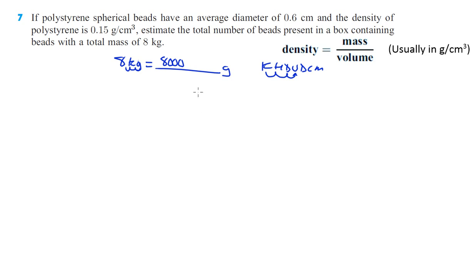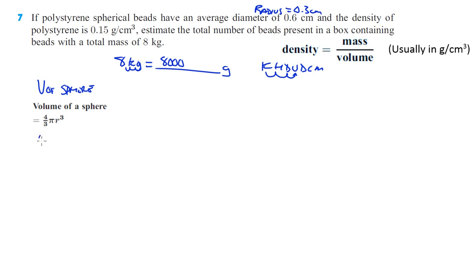Okay, so let's see, what do we have? We have an average diameter of 0.6 centimeters, and it's a sphere. So we can actually figure out what the volume is. Let's look up our formula here. Okay, so here's our volume of sphere formula, 4/3 pi r cubed. The only thing we need is the radius. If the diameter is 0.6, that means that the radius has to equal 0.3 centimeters, right?